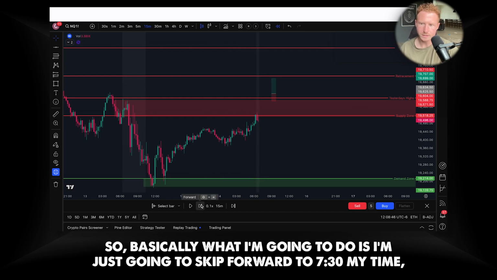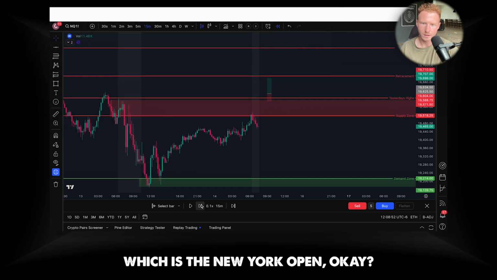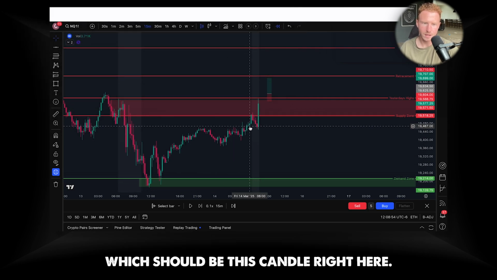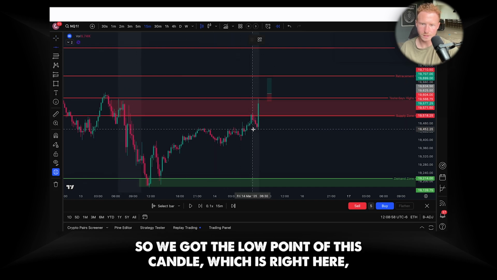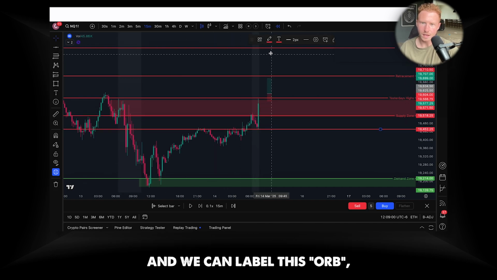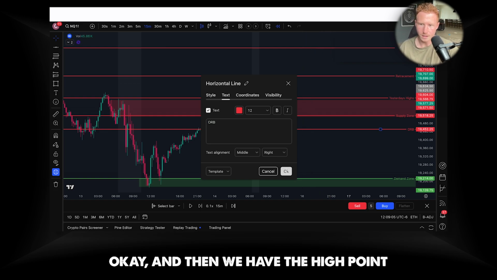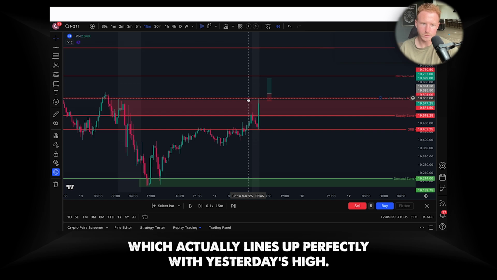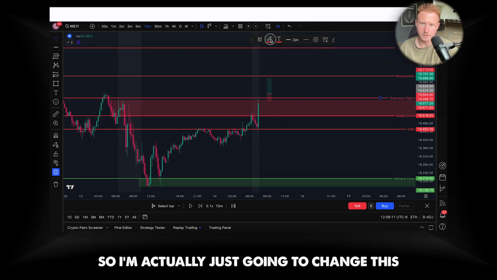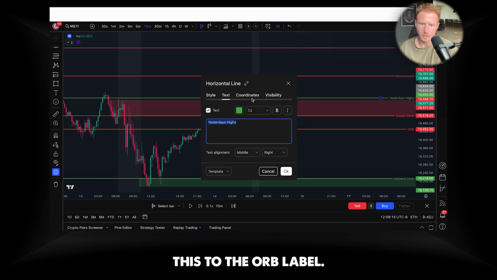So basically what I'm going to do is skip forward to 7:30 my time, which is the New York Open, okay, which should be this candle right here. And now all we got to do is mark the low and the high points. So we got the low point of this candle, which is right here, and we can label this ORB. Okay, and then we have the high point, which actually lines up perfectly with yesterday's highs. So I'm actually just going to change this to the ORB label.